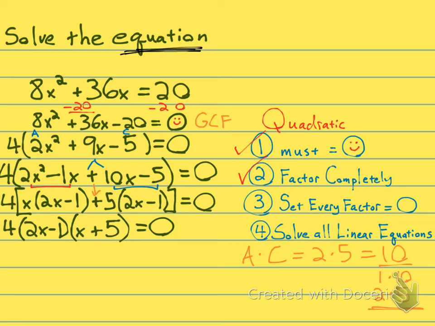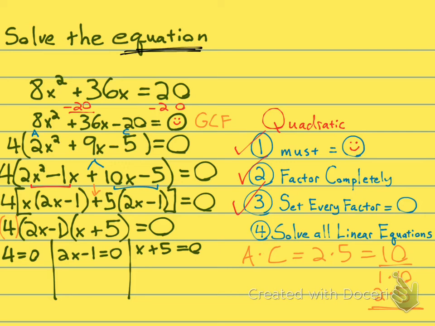Step 3, set every factor equal to 0. Here's factor 1, here's 2, here's 3. Let's set them equal to 0. 4 equals 0. 2x minus 1 equals 0. x plus 5 equals 0. And now, I set them equal to 0.